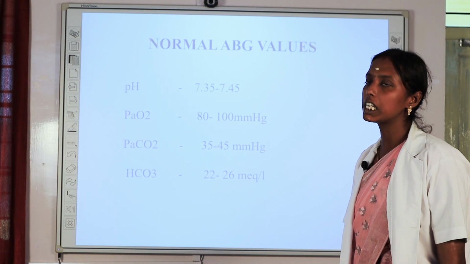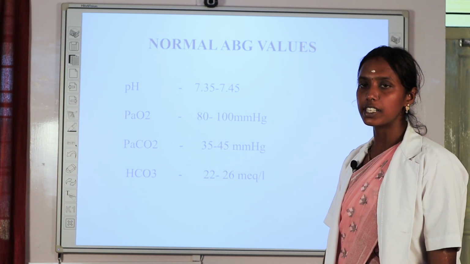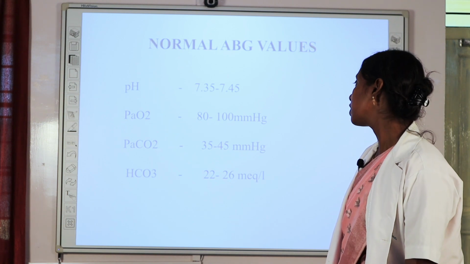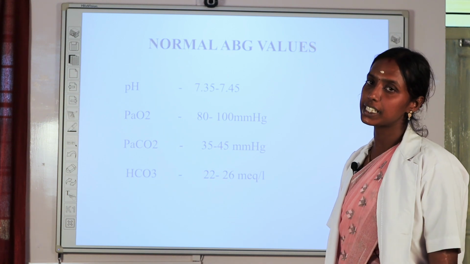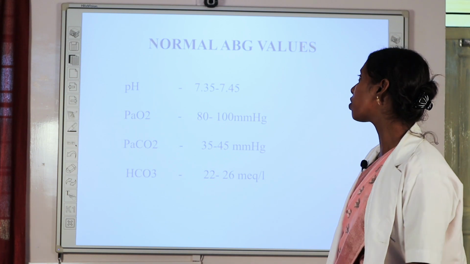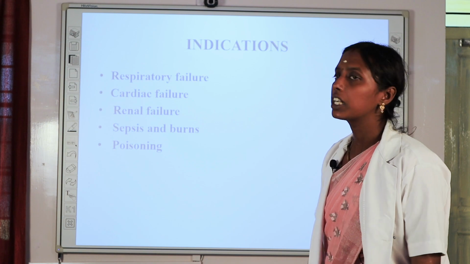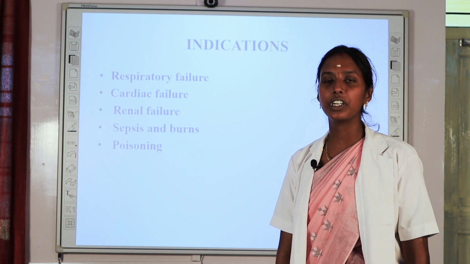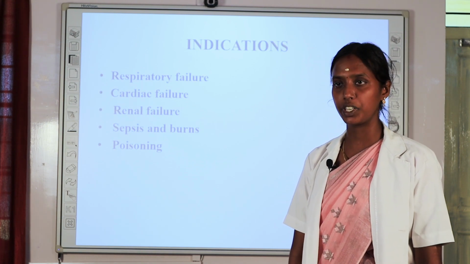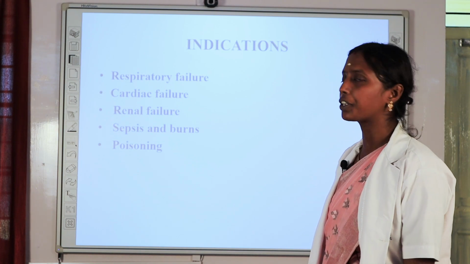And next is HCO3. HCO3 is nothing but bicarbonate. The normal value is 20 to 26 milliequivalents per liter. These are the normal values of ABG analysis. And next, in which conditions we will do the ABG analysis. The first is respiratory failure.